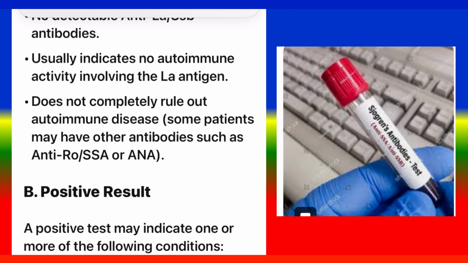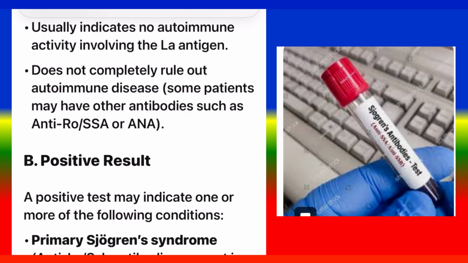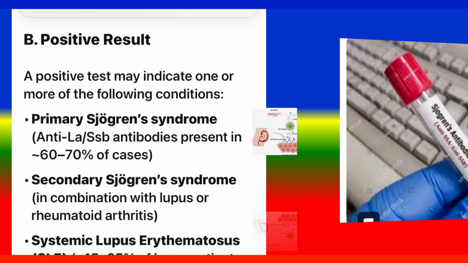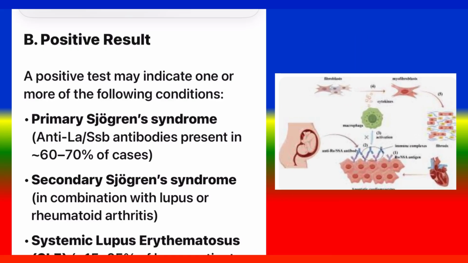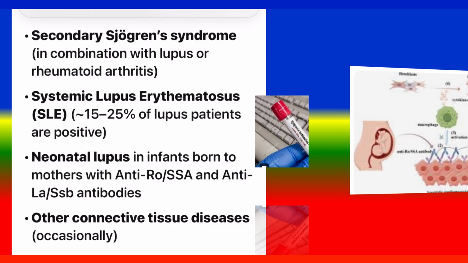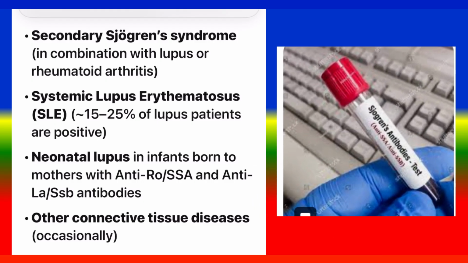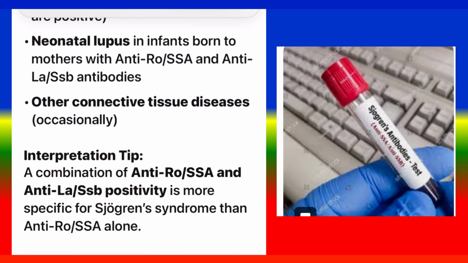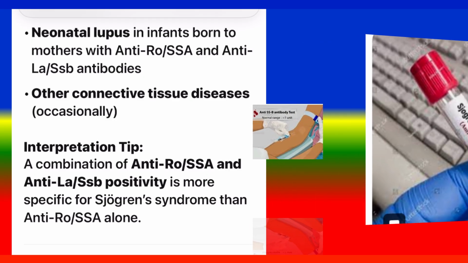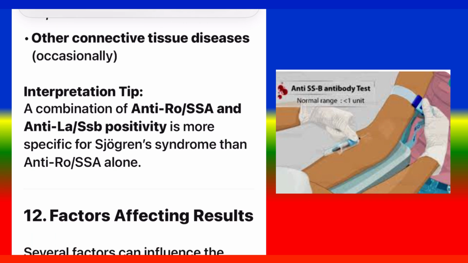B. Positive result. A positive test may indicate one or more of the following conditions. Primary Sjögren syndrome: anti-La SSB antibodies are present in 60 to 70% of cases. Secondary Sjögren syndrome, in combination with lupus or rheumatoid arthritis. Systemic lupus erythematosus, SLE: 15 to 25% of lupus patients are positive. Neonatal lupus, in infants born to mothers with anti-Ro SSA and anti-La SSB antibodies. Other connective tissue diseases, occasionally.